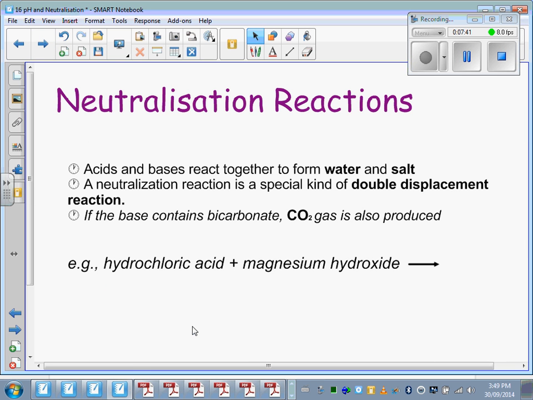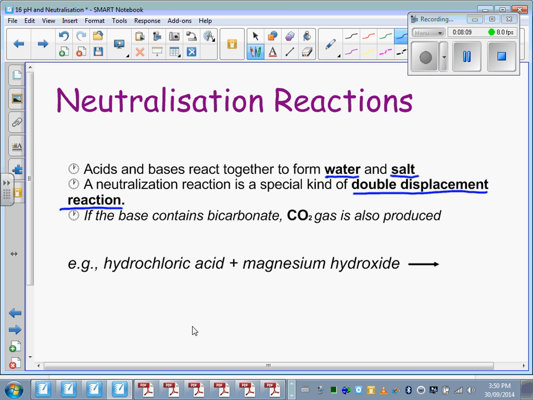And for all neutralization reactions, it's important to note that when acids and bases react together, the products of a neutralization reaction are water and salt. So always water and salt. It is a type of double displacement reaction, so we've talked about different types of reactions. And if it also contains bicarbonate, so it doesn't contain hydroxide but bicarbonate, carbon dioxide gas is also produced.